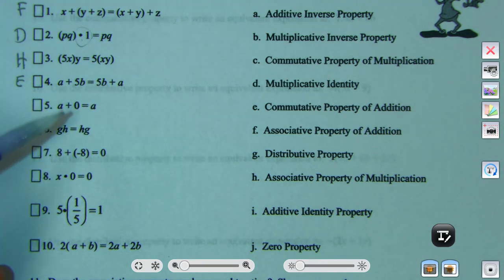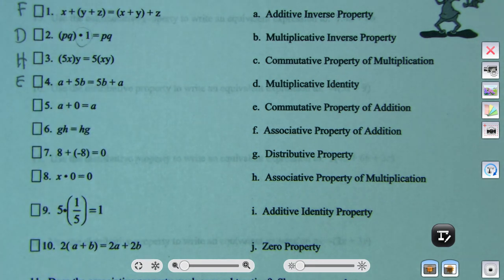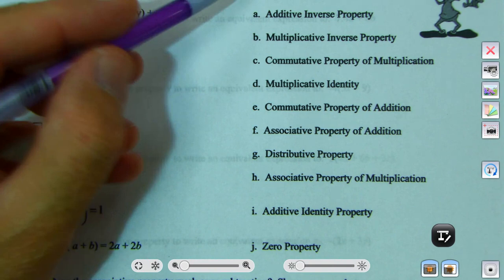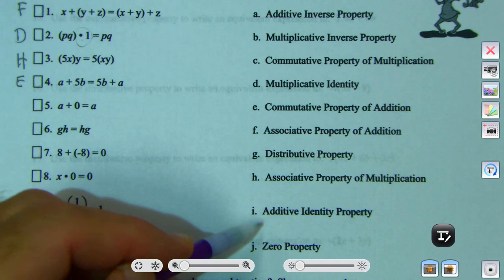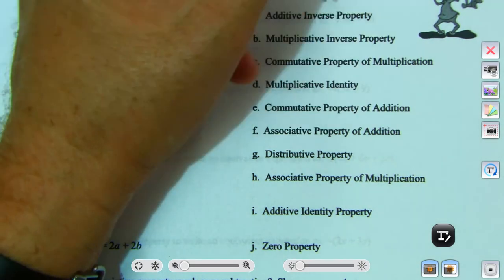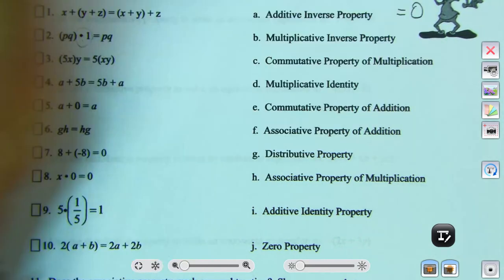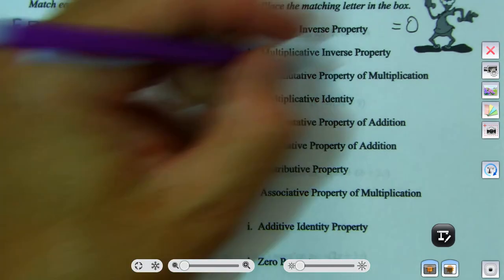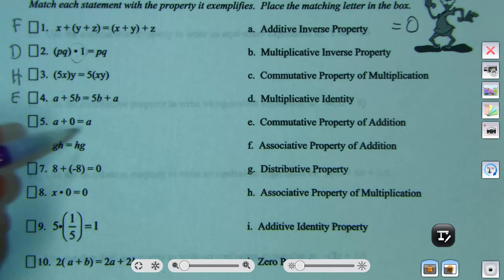I'm going to move on. So that makes it easy because I'm adding a 0. That's a hint. If I add 0 to A, I get A. So that means it's either an additive inverse property or an additive identity property. Now let me identify what the difference is. An additive inverse is when two things are added and they equal 0. That's what an additive inverse is. We don't really have that here. What we're doing is we're adding 0 to it.